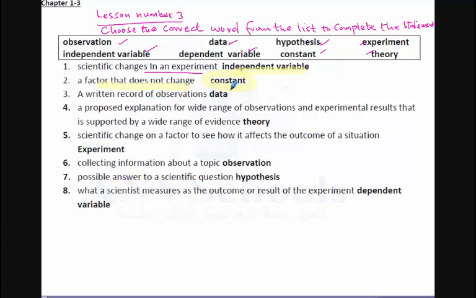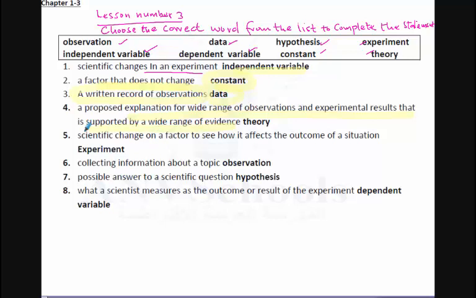Then a written record of observations. If you pose a question, come up with a hypothesis, then test your hypothesis by observation, by senses, or even by experiment, what you collect here will be data. Next, a proposed explanation for a wide range of observations and experimental results that is supported by a wide range of evidence.